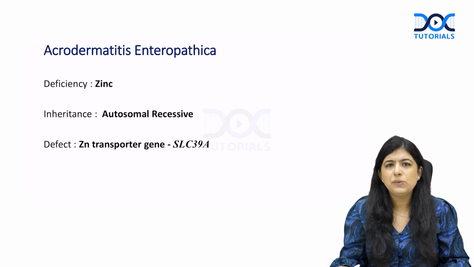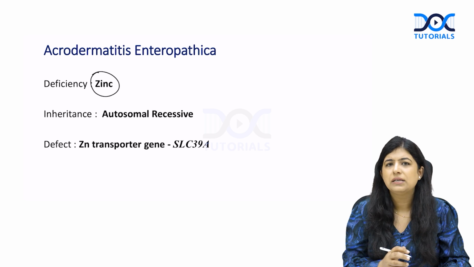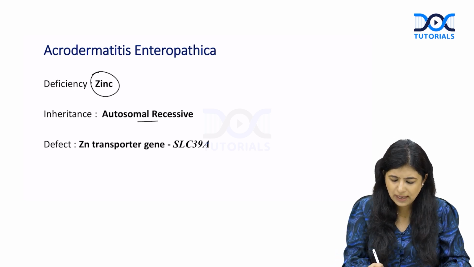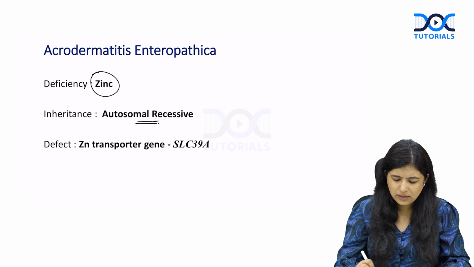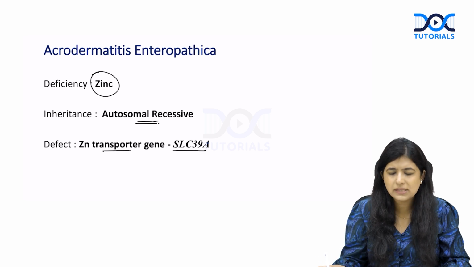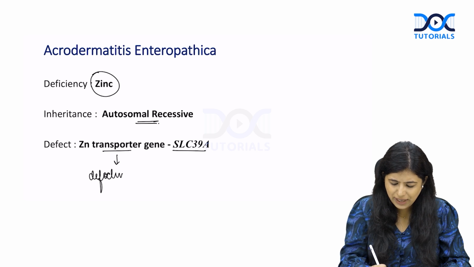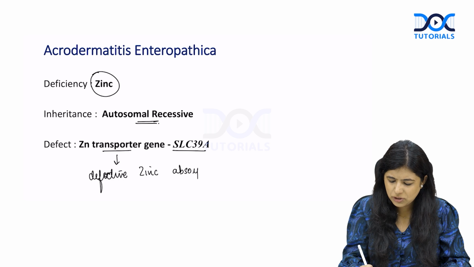So Phrynoderma is also called as toad skin. Now, next we have is Acrodermatitis enteropathica, which is due to deficiency of zinc. This is a disorder which is inherited in an autosomal recessive pattern. The gene that is responsible is the zinc transporter gene, SLC39A. Because of this defect, there is a defective zinc absorption from the intestine.